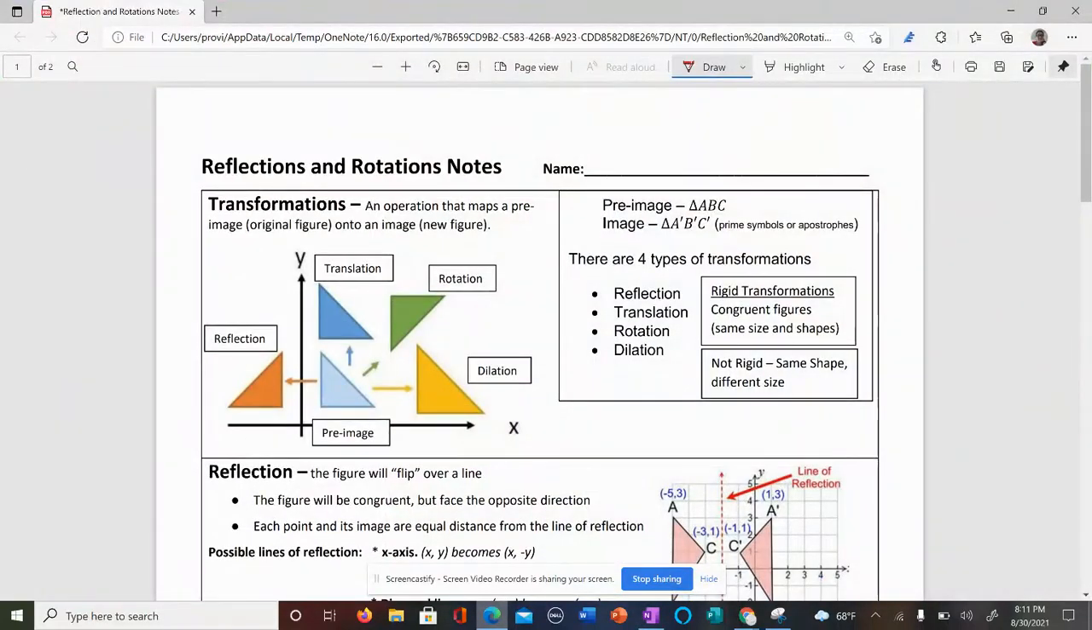Hi, today we're going to go over the notes for reflection and rotation. These are two of the transformations in this unit.